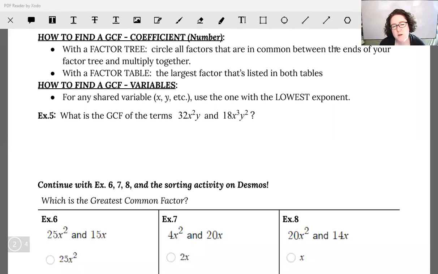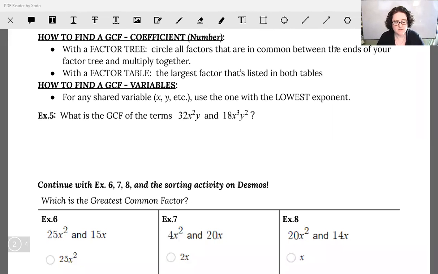The second piece of what you're looking at today is, now that we know how to list out or identify the factors of an expression, how can we use those to technically factor that expression out? And so we need to be able to find the GCF between two or more terms. And we're going to focus today just on finding the GCF between two terms. So how do we do this?